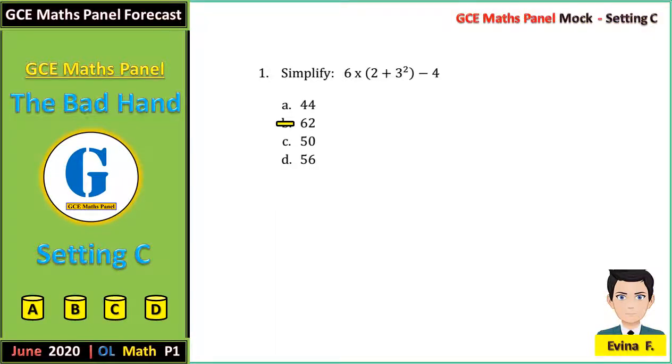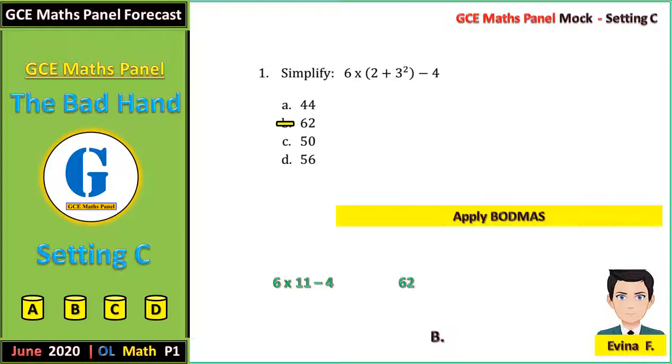Hello and welcome once more to this third part of a speculative presentation for June 2020, and in this question we are looking at examiners by hand. Question 1. Simplify 6 times 2 plus 3 to the power 2 minus 4. Here we just have to apply the knowledge of BODMAS, and that gives us a value of 62.